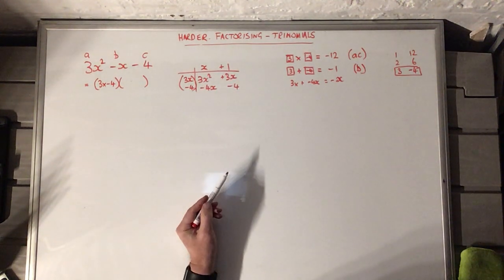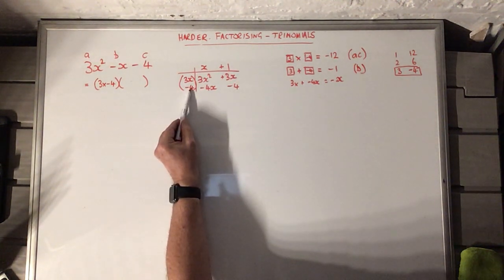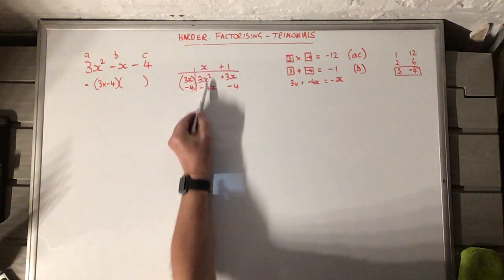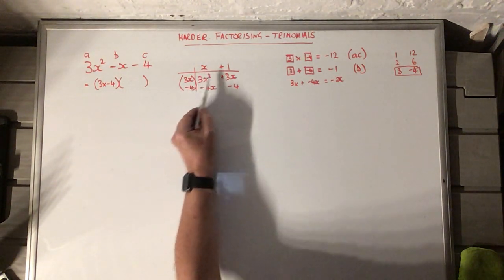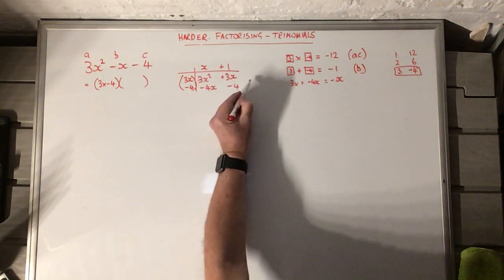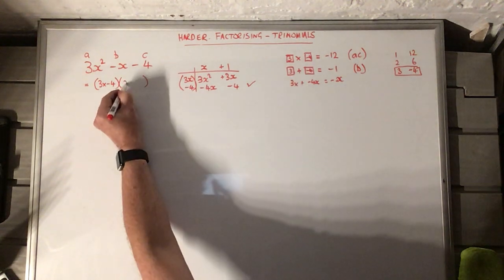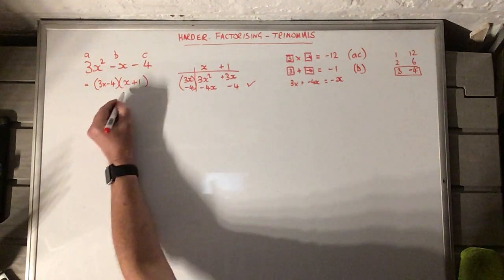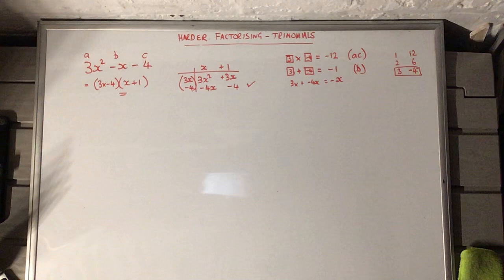Now, just to make sure we've done it all right, check that this times that gives me that, that's correct. Negative 4 times 1 gives me negative 4, yep, that's correct. So it's x plus 1. And that's it factorised, that's us done. So you can see that the harder type are not really any harder.